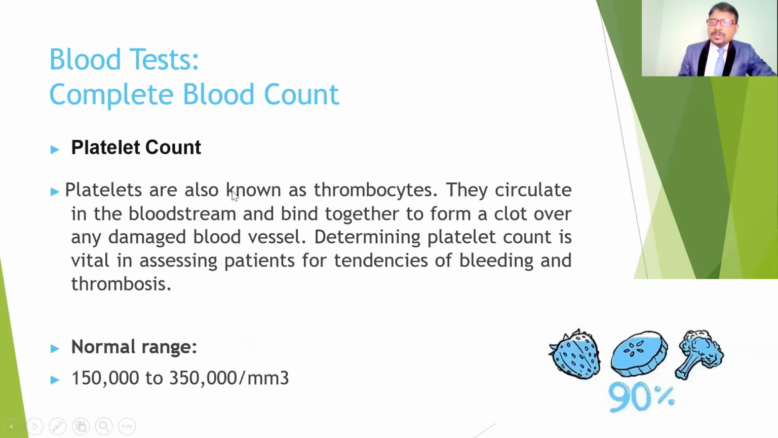Platelets are also known as thrombocytes. The main function of the thrombocyte is helping in blood clotting when there is bleeding. If any bleeding occurs, these thrombocytes help to form the blood clot, like a patch that sticks to the blood vessels. If any cut or leakage is there, it is going to stop the bleeding. So they circulate in the bloodstream and bind together to form a clot over the damaged blood vessels.